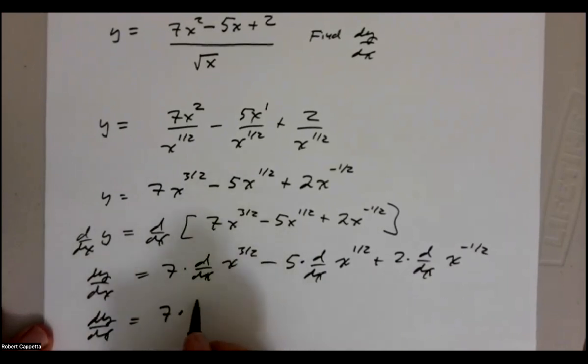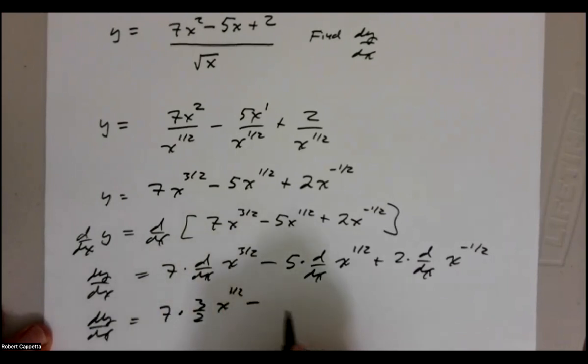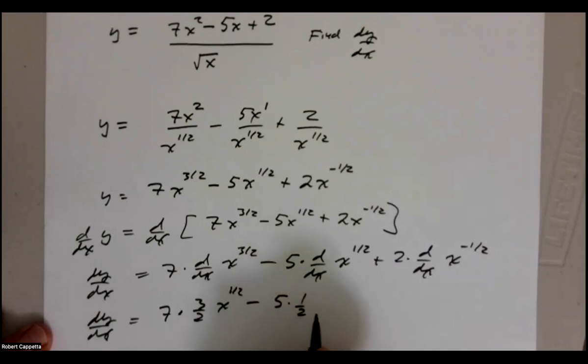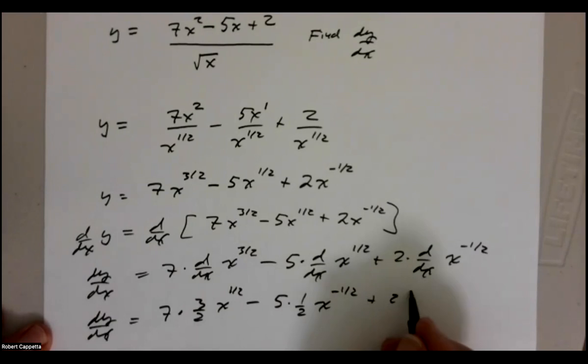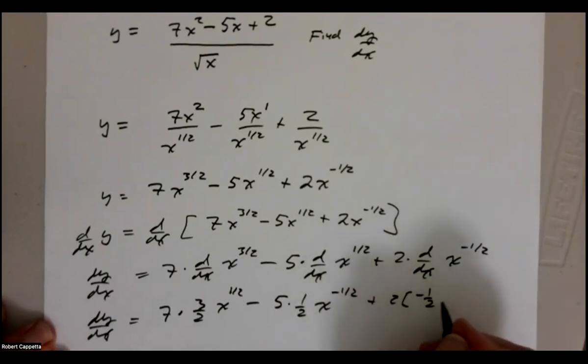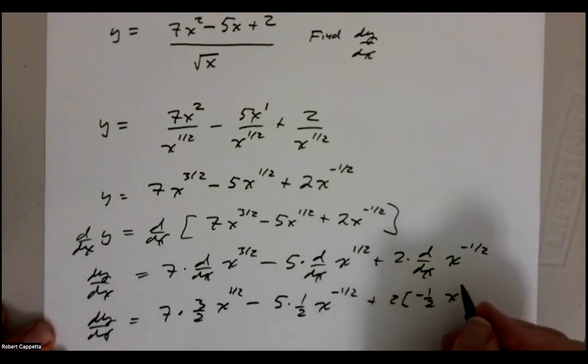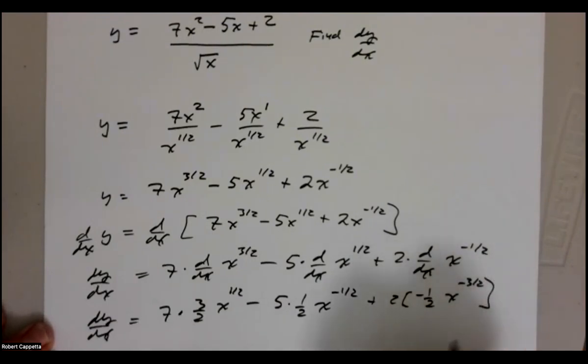7 times, pull the 3/2 down, decrease the exponent by 1, 3/2 minus 1 is what, 1/2. Minus 5 times 1/2 x to the negative 1/2 plus 2 times negative 1/2 x to the negative 1/2 minus 1, negative 3/2, I believe. Correct me if I'm wrong. What does that give me?